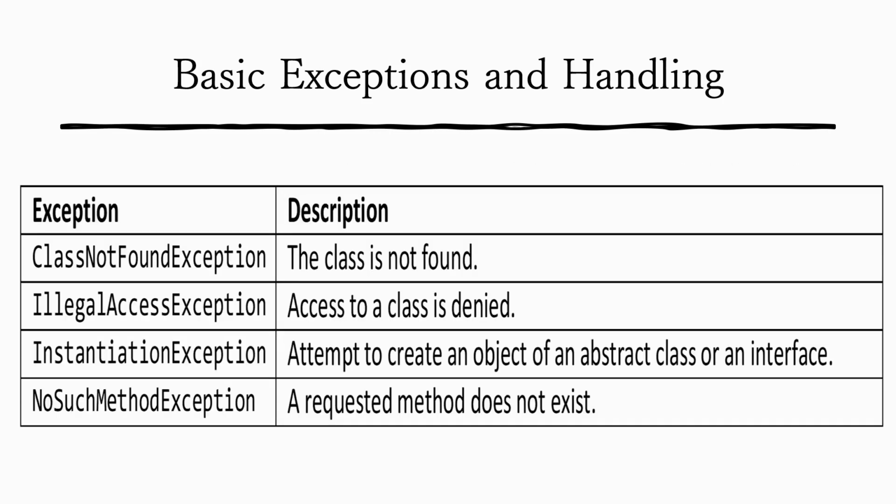Here is the table. Let's discuss each one. ClassNotFoundException. The description of this command is, the class is not found. IllegalAccessException. The description of this command is, access to a class is denied. InstantiationException. The description of this command is, attempt to create an object of an abstract class or an interface. NoSuchMethodException. The description of this command is, a requested method does not exist.